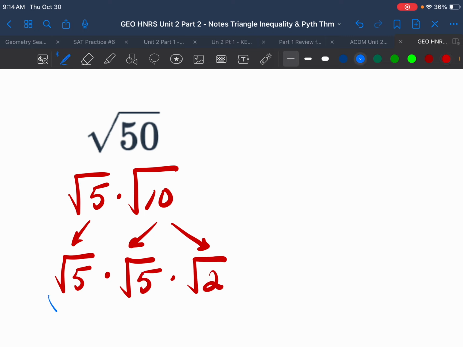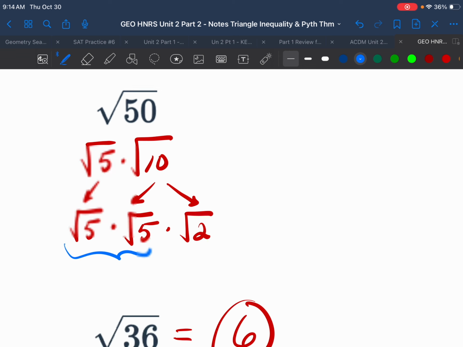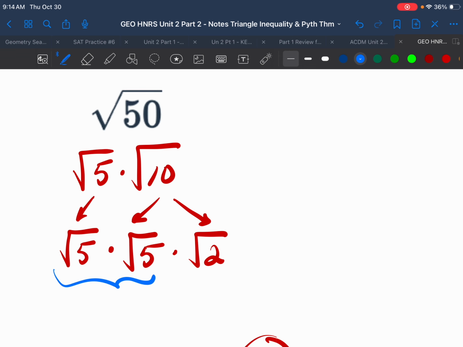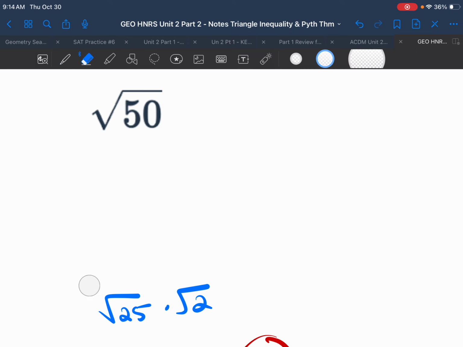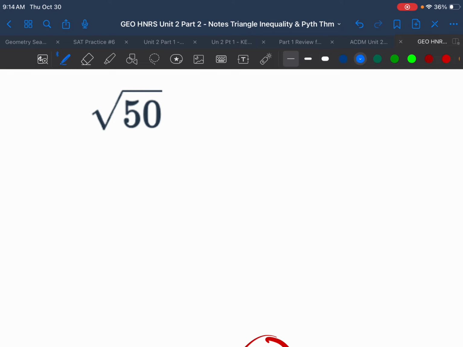And here's where I want you to notice something special, right? I have one radical times the same radical. So radical 5 times radical 5 is the square root of 25, okay? That's why I'm going to go back here and delete this. I think the best way to have done this would have been to start with the perfect square, right? So basically, I should have done radical 25 times radical 2, right?